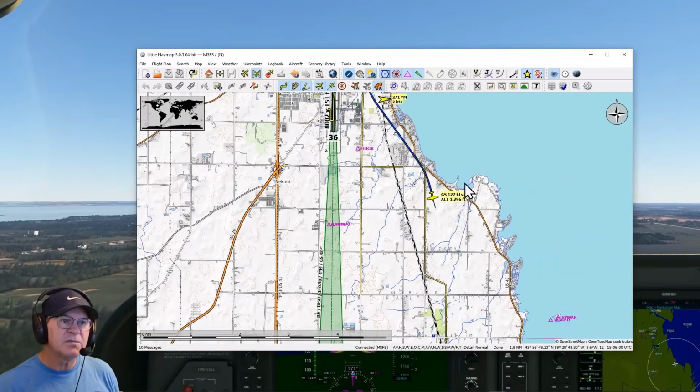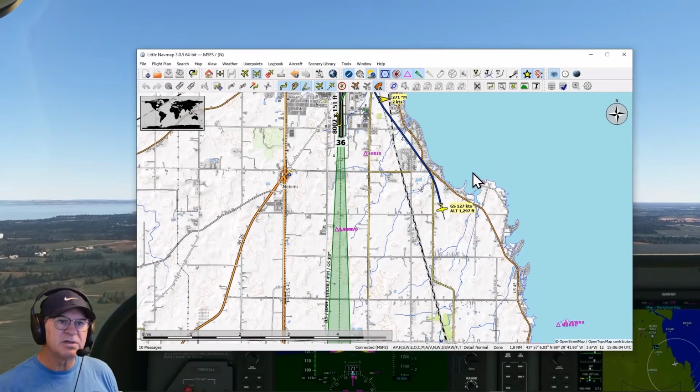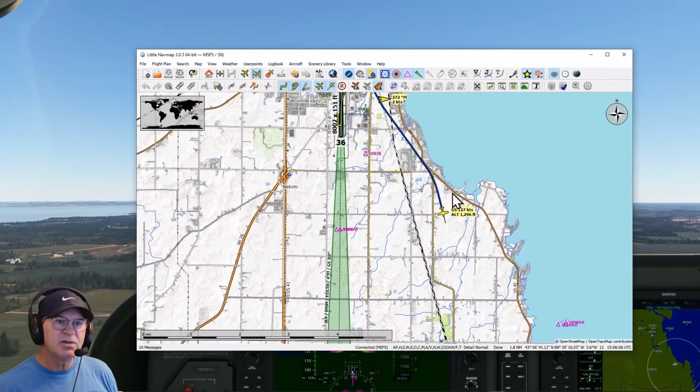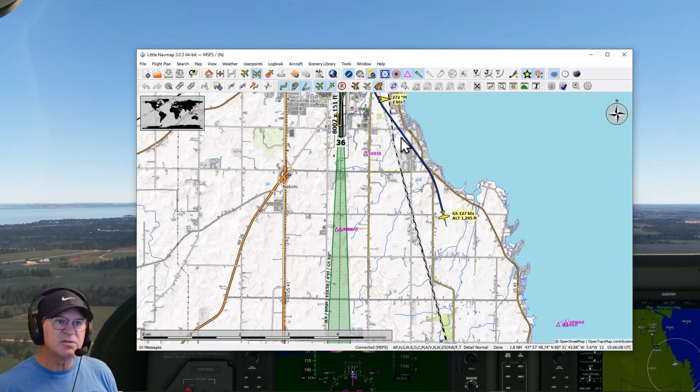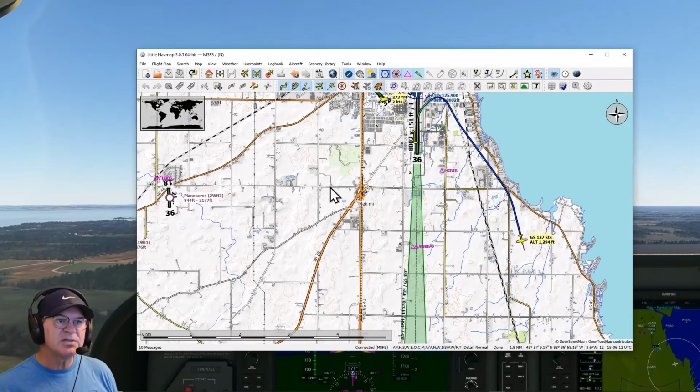You can see here I'm avoiding the coastline because planes are coming in here, warbirds are coming in here, seaplane are all here. We want to be even this close. I should have turned way back here. But anyway, you can see where I am. I'm way beyond. Here's our Fisk Avenue approach.